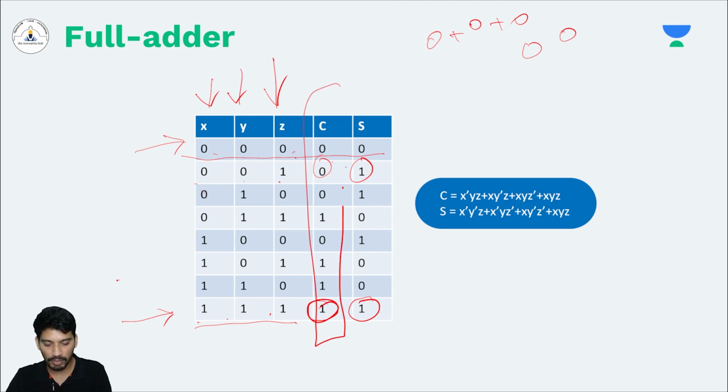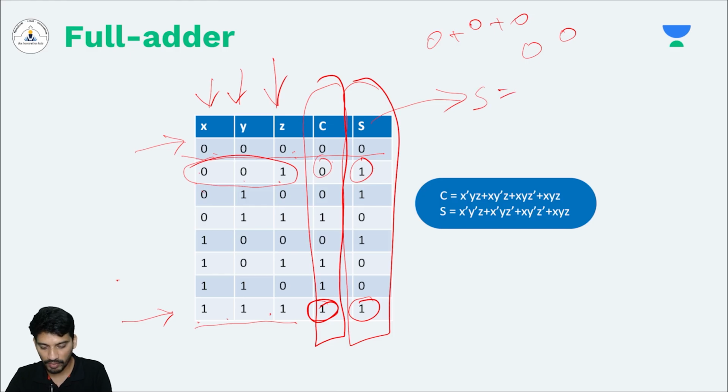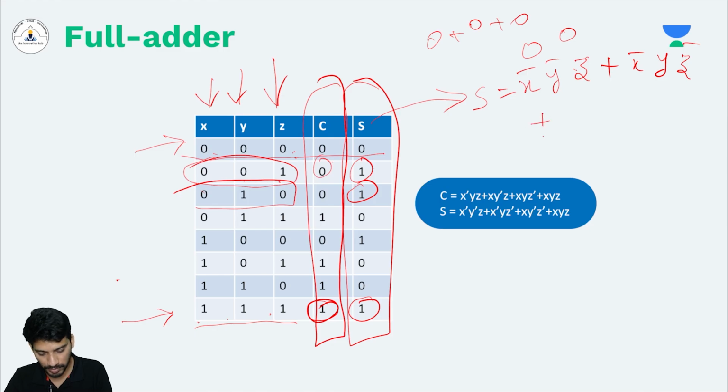So with this, are you able to find any pattern? It is not simple, right? So what we'll do, we'll try to find the expression for this. First, we'll try to find the expression of s. S is equal to 1 when x bar into y bar into z, plus x bar y into z bar, plus x into y bar into z bar, plus x into y into z.